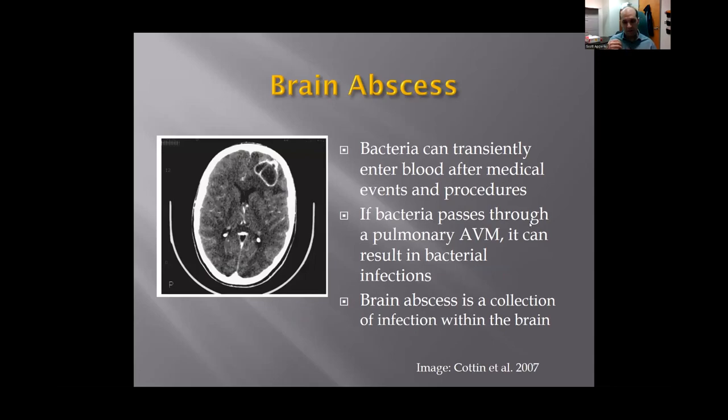So if we think of that last scenario of bacteria, bacteria can transiently enter the blood for different reasons, sometimes related to medical conditions or medical events, and sometimes related to medical procedures. And if bacteria pass through, the lungs may filter some of those bacteria out as part of their function. If they pass through an AVM and there's a loss of that filtering capacity, that bacteria can then travel back to the heart and potentially be distributed to places in the body. And one of the concerns related to bacteria passing through pulmonary AVMs would be causing an infection in the brain. So that can be called a brain abscess, an infected collection in the brain, if there are pulmonary AVMs and bacteria pass through them in that way.